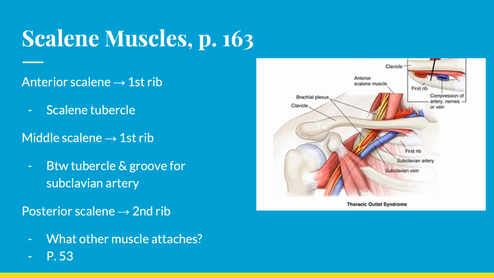So I just made another point on that question under the posterior scalene. So remember back on page 53, which other muscle attaches to rib 2. Remember, we're going to have that tuberosity for the serratus anterior. So that's going to be the serratus anterior also attaches on rib 2. So serratus anterior with the posterior scalene. So you got a little A and P going on there. But definitely know that stuff.